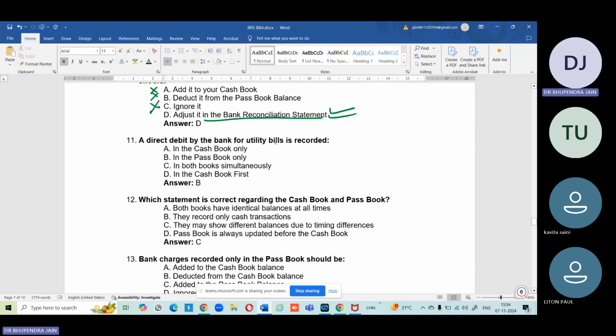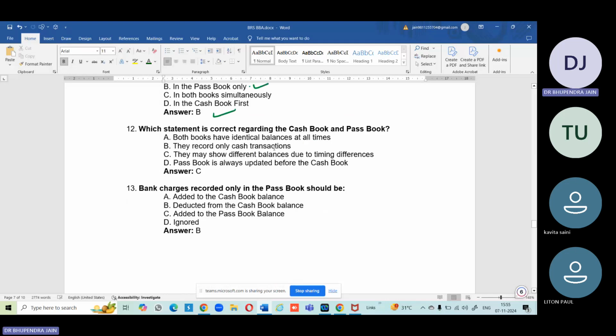A direct debit by the bank for a utility bill is recorded. Suppose you have given the instruction that on a particular date the bank directly pays the electricity bill, telephone bill, insurance policy, mediclaim policy. So the bank subtracts the balance, but the accountant has not recorded the utility payment. What does it say? A direct debit by the bank for a utility bill is recorded only in the passbook. Only cash book? No. Only passbook? Yes. So this is the correct answer.